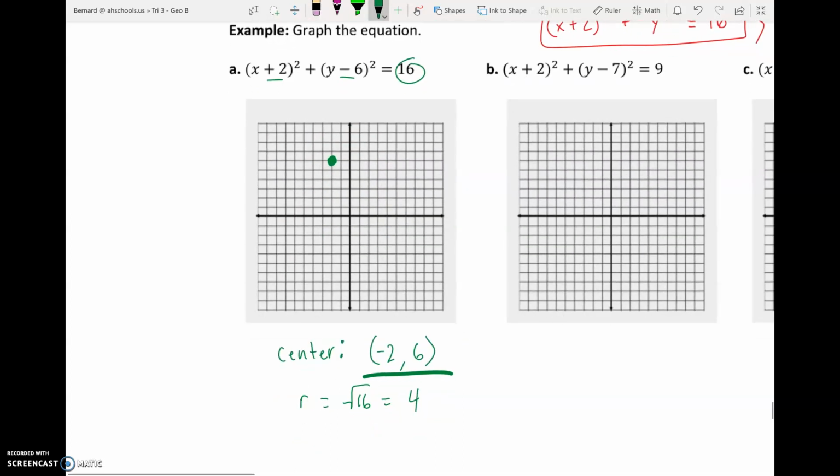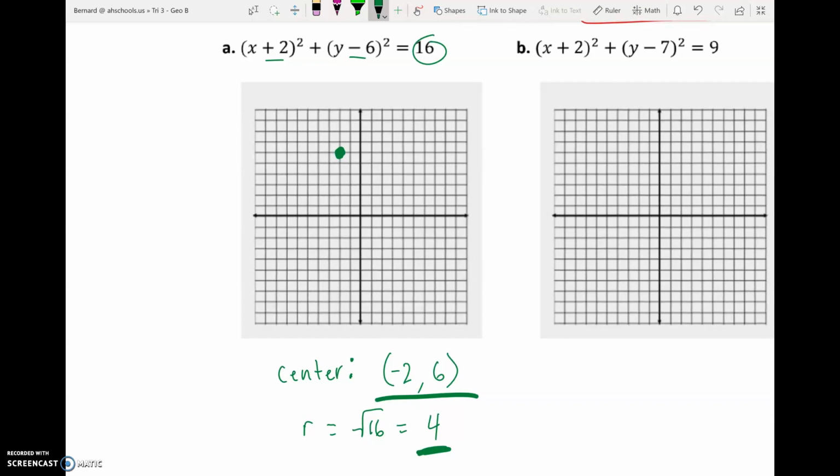And so I'm going to put 4 dots based on my radius. And so I'm going to go from my center and I'm going to count up 4. Put a small dot. And then I'm going to go back to my center and count right 4. Put a small dot. Back to my center and count down 4. Small dot.